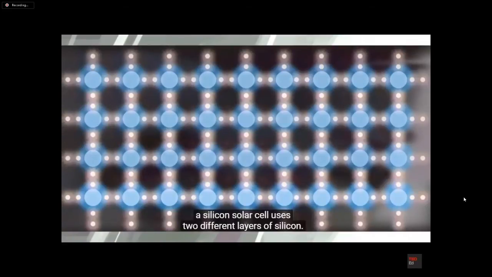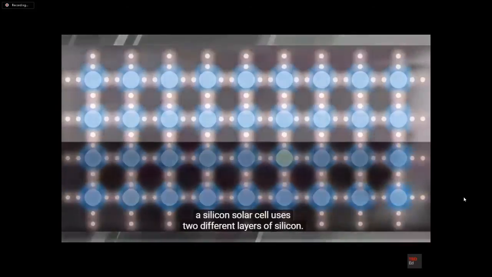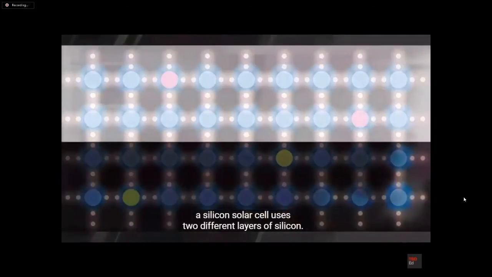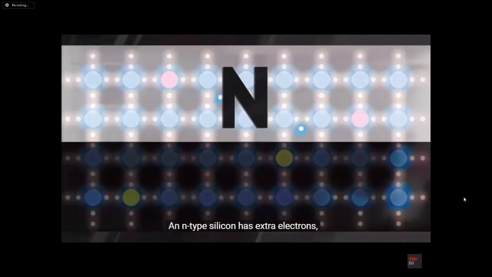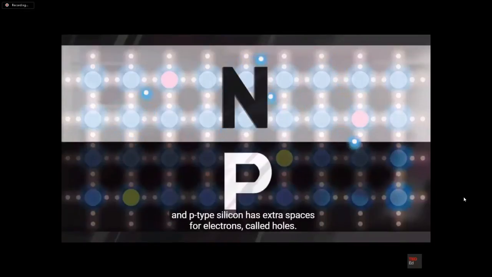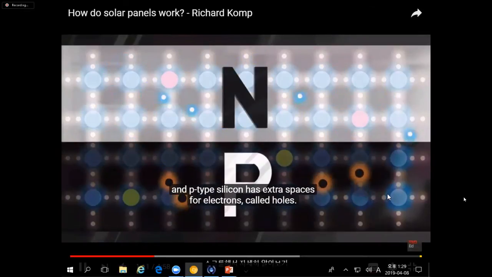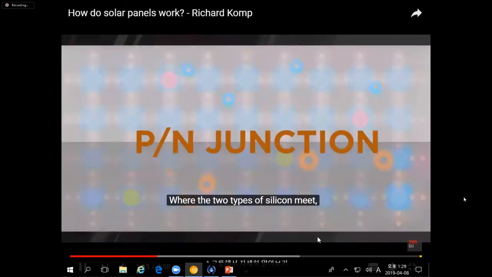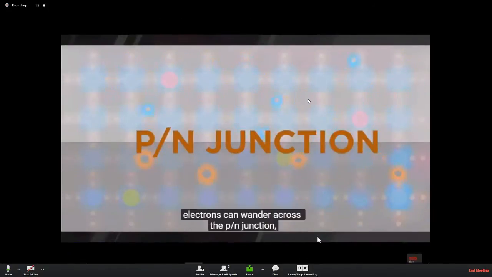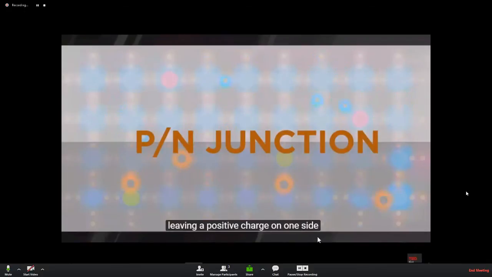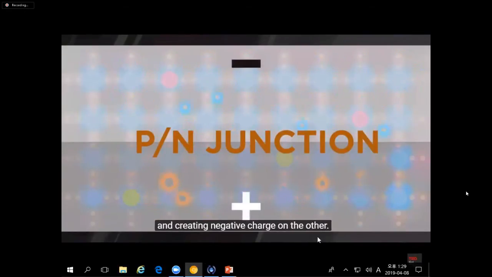A silicon solar cell uses 2 different layers of silicon. N-type silicon has extra electrons, and P-type silicon has extra spaces for electrons, called holes. Where the 2 types of silicon meet, electrons can wander across the p-n junction, leaving a positive charge on one side and creating a negative charge on the other.